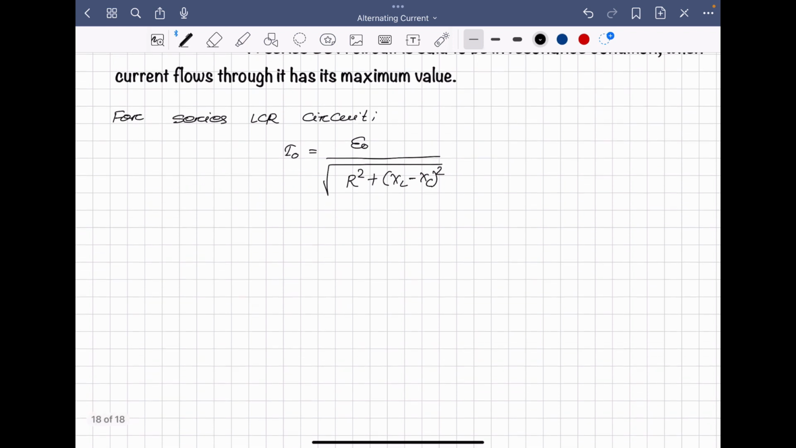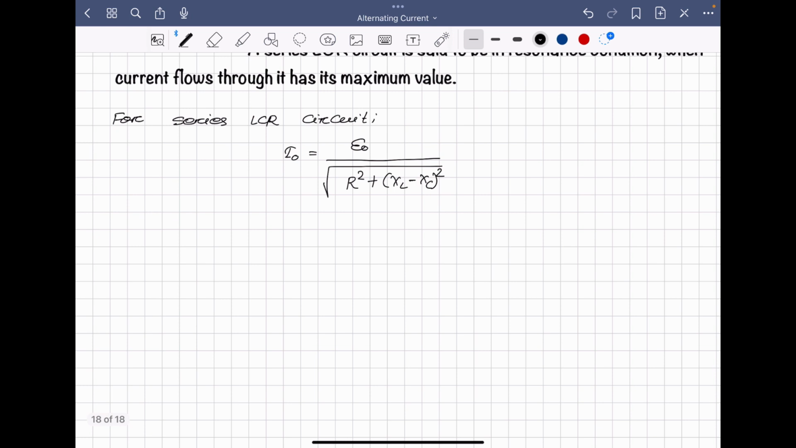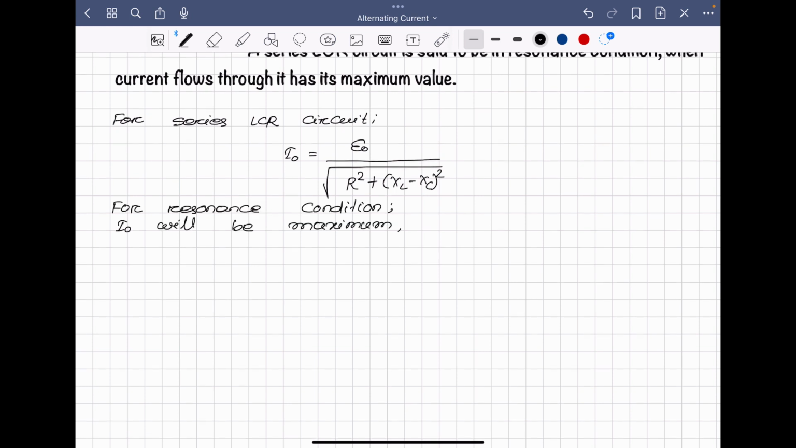Yes or no? For resonance condition, maximum current will flow through the series LCR circuit. That means you have to minimize the impedance. For resonance condition, I naught will be maximum. When is it possible? It is possible only if XL equals XC. You know why?